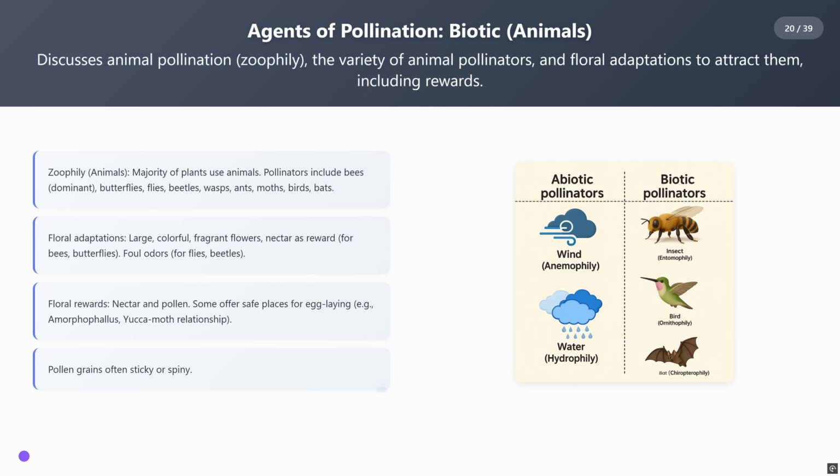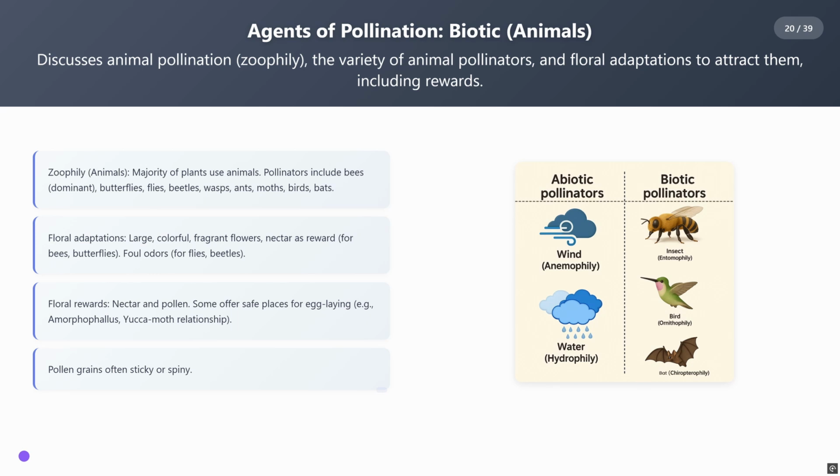Another classic example is the relationship between the yucca plant and a specific species of yucca moth. The moth deliberately collects pollen, pollinates the yucca flower, and then lays its eggs inside the flower's ovary. The developing moth larvae then feed on some, but not all, of the developing seeds. It's a highly specialized codependent relationship. Nature's partnerships are just incredible. Now, we talked about self-pollination and cross-pollination. Many plants seem to prefer cross-pollination. What about plants that really want to avoid self-pollination?